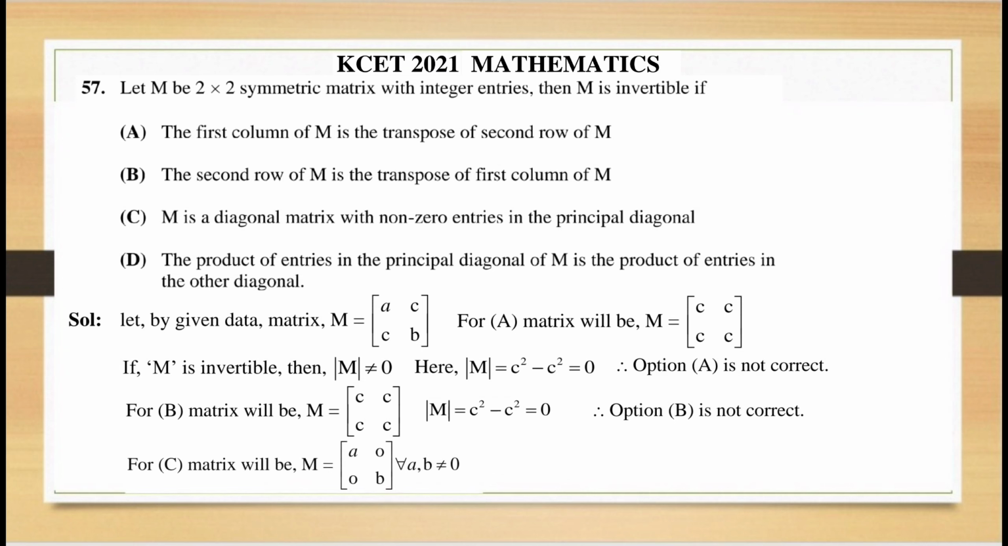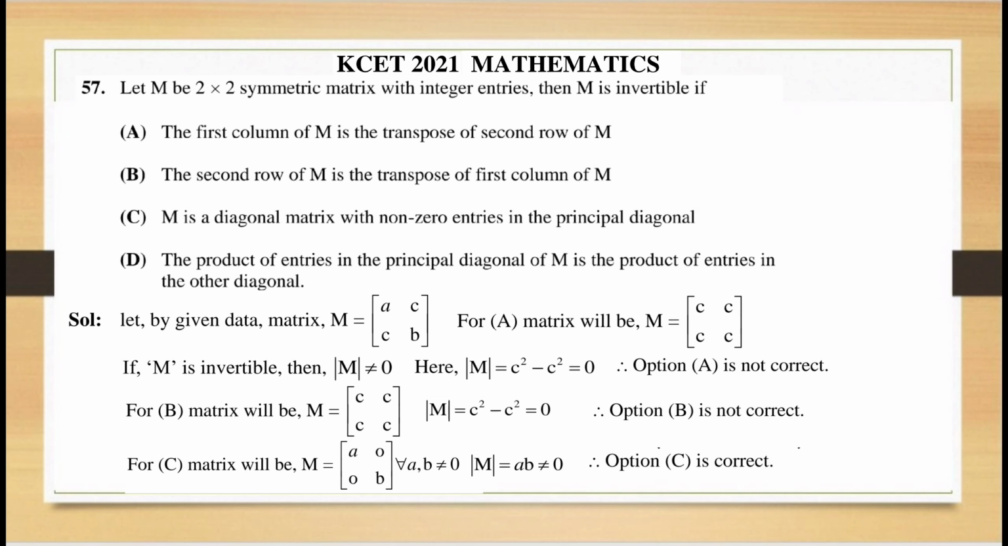For option C, the matrix will be M equals matrix A0 0B, because from option C, M is a diagonal matrix with non-zero entries in the principal diagonal. Therefore, M will be equal to matrix A0 0B, and here determinant M is equal to AB. Therefore, it is not equal to 0 because A, B are also not equal to 0. Therefore, option C is correct.